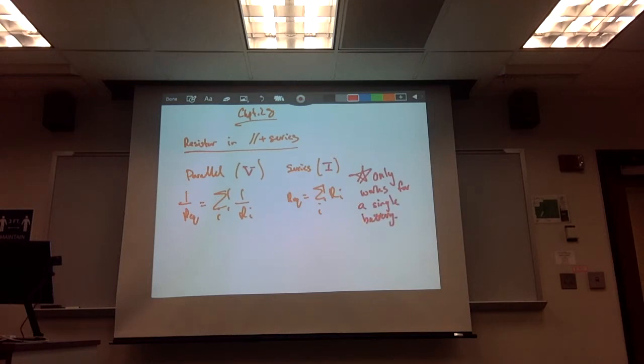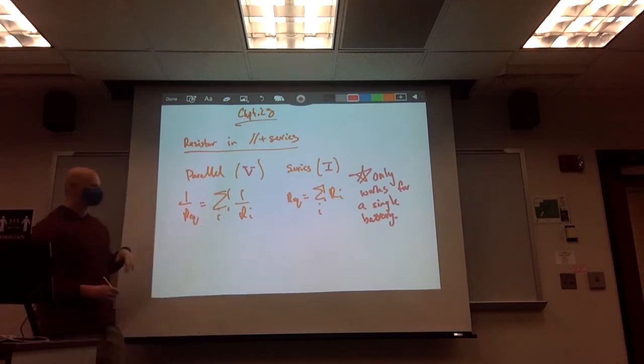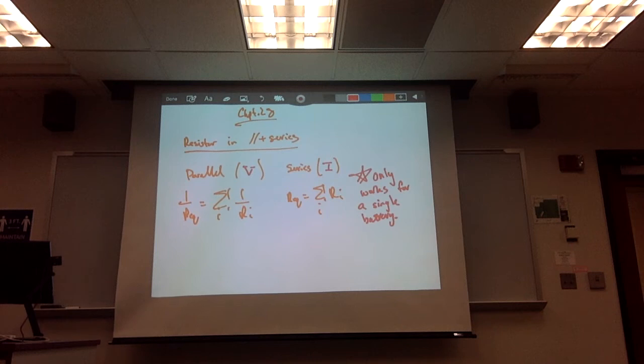So any circuit I have which has one single battery or one single EMF in it, then I can use this stuff. If that is not true, then in that case we have to use Kirchhoff's loop. So let's talk about the loop rule. So Kirchhoff's loop rule.